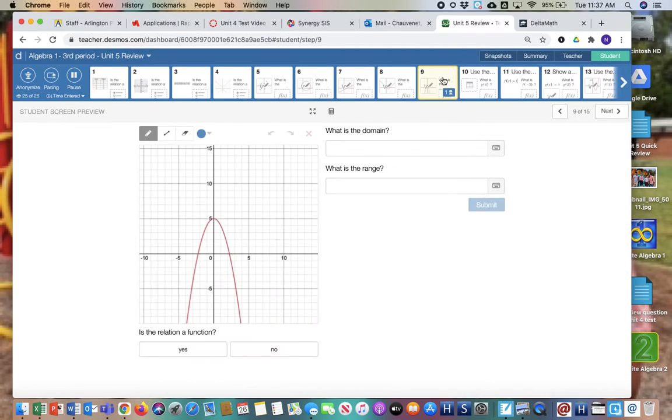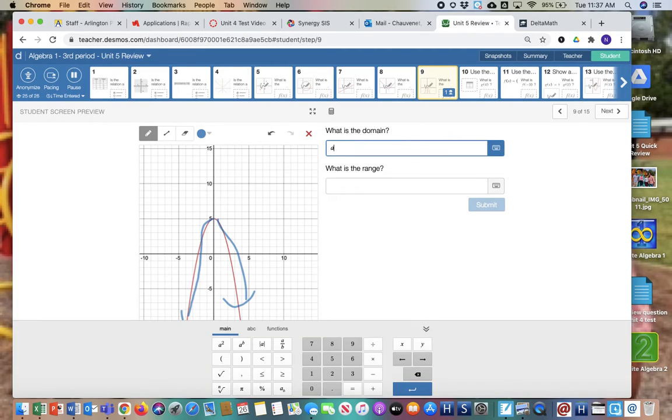So now let's look at screen 9. Now, this is a function. Draw a vertical line, only crosses one time. What's the domain? Well, again, it's every number here goes all the way to the left forever. Every number here goes all the way to the right forever. So again, it could be all real numbers, or you could write negative infinity to positive infinity.